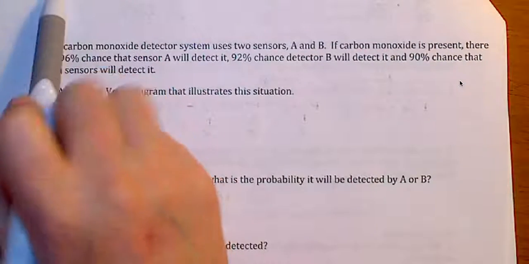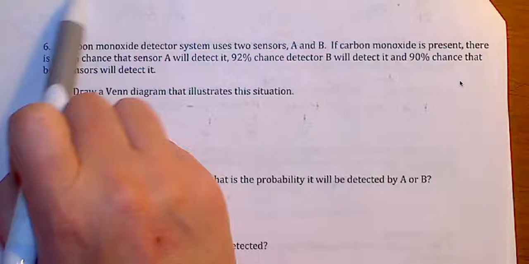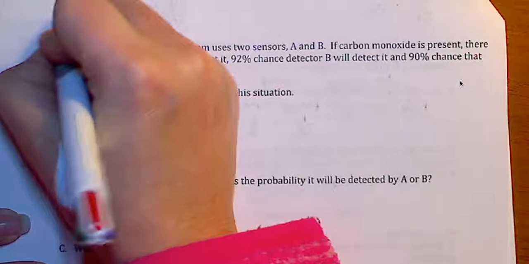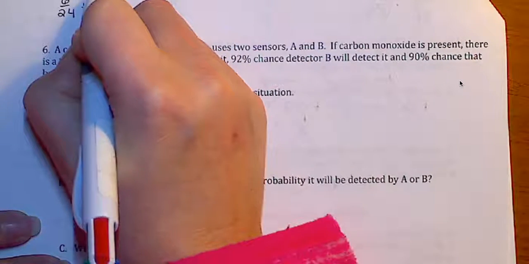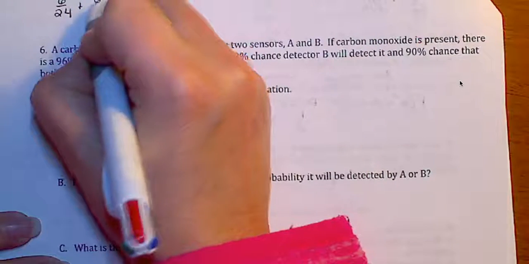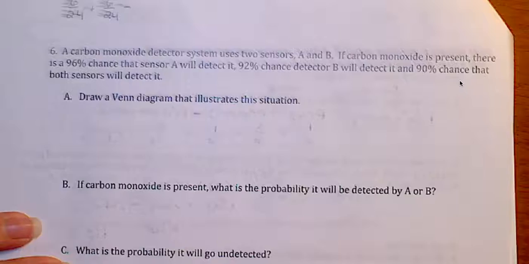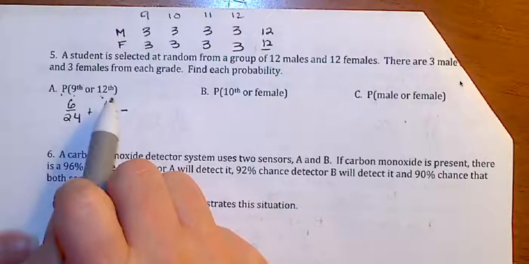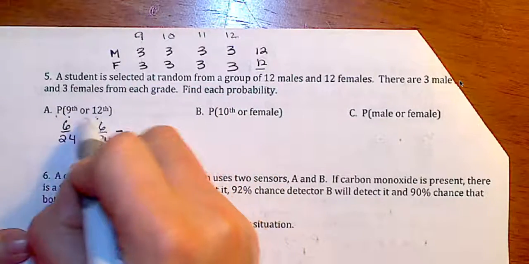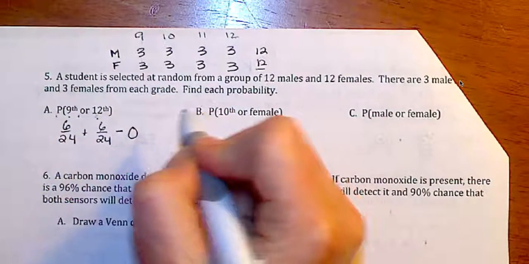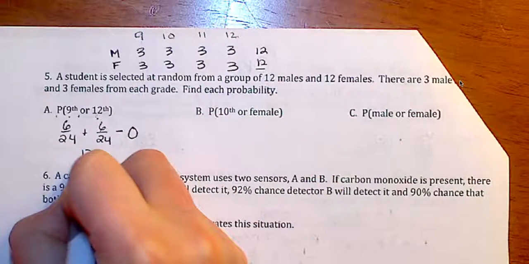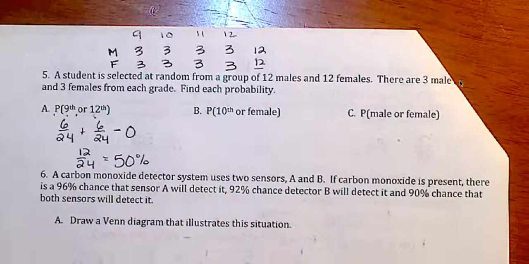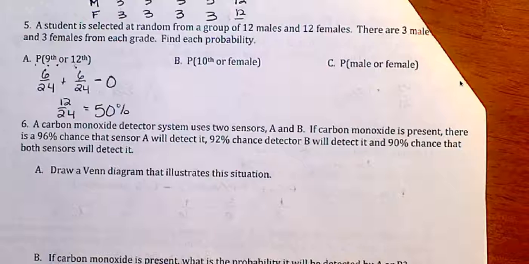So the probability of being a 9th grader or a 12th grader. So 9th graders, male and female, that's 6 out of 24. 12th graders, that's also 6 out of 24, minus the overlap. Now, can you be in 9th grade and 12th grade? You cannot be in 9th grade and 12th grade at the same time, so there's no overlap. So we just add these together, 12 out of 24, which is 50%. Okay. B, probability of 10th grade or a female.